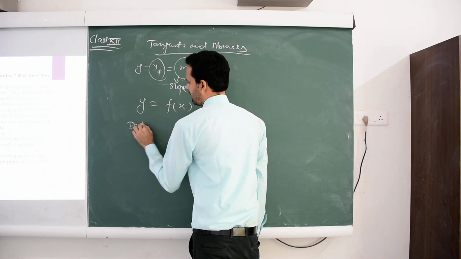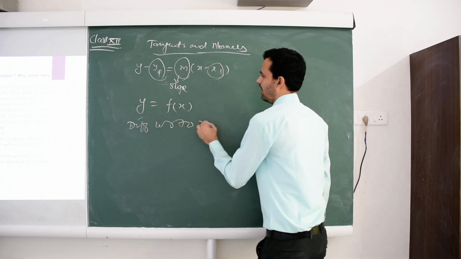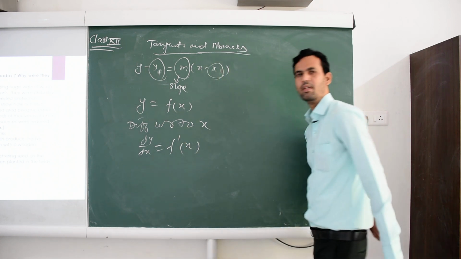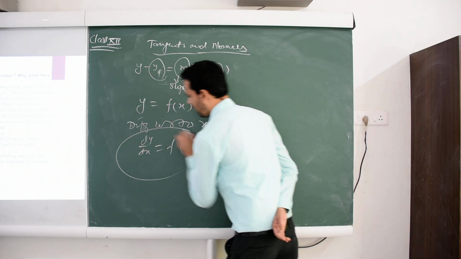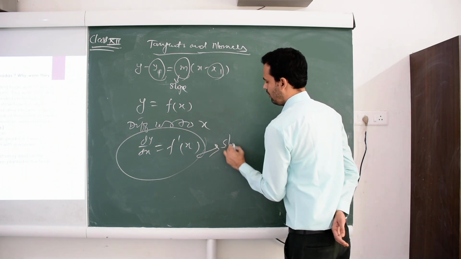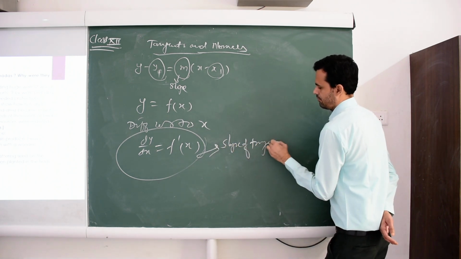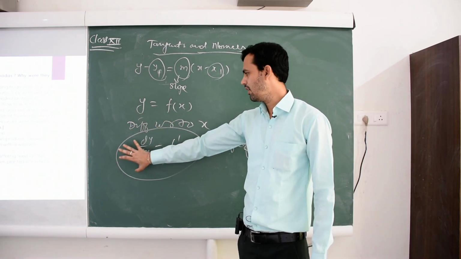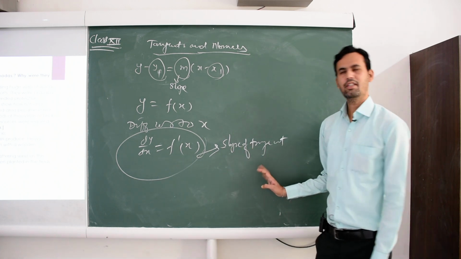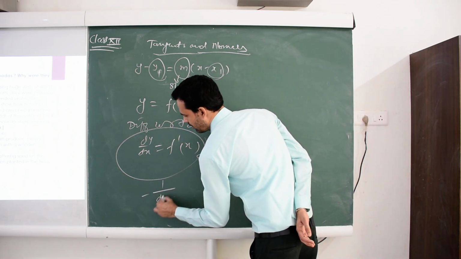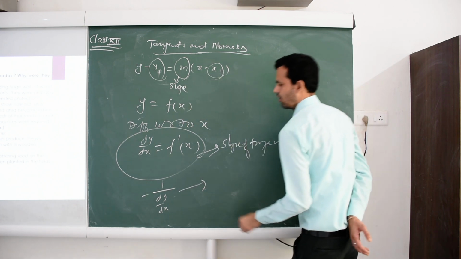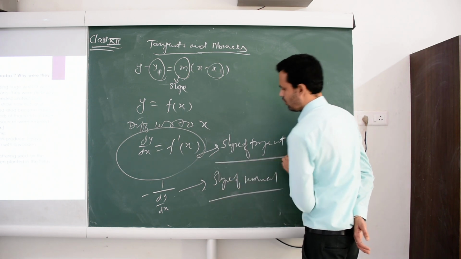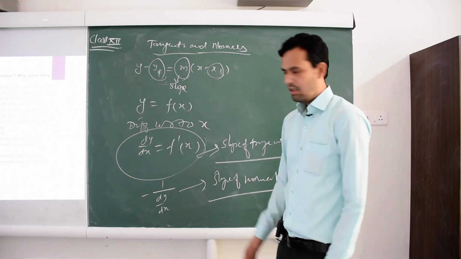If we differentiate it with respect to x, then we get dy by dx, that is f dash x. Here f dash x or dy by dx is called the slope of the tangent. Always, the differentiation of the function, dy by dx, is called the slope of the tangent, and if we take minus 1 upon dy by dx, then it is called the slope of the normal.